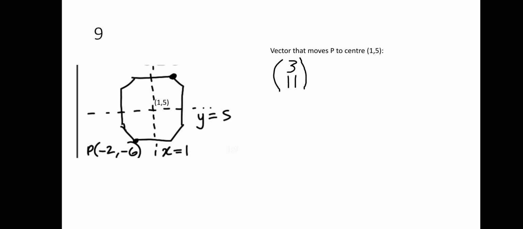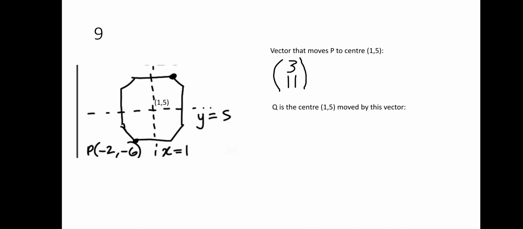To appreciate this question, we need to first realize how we can get from point P to the center. The center has coordinates (1, 5), because the center will be where the two lines of symmetry meet. To find the vector that moves point P to the center, it would be firstly going 3 to the right, and then 11 up.